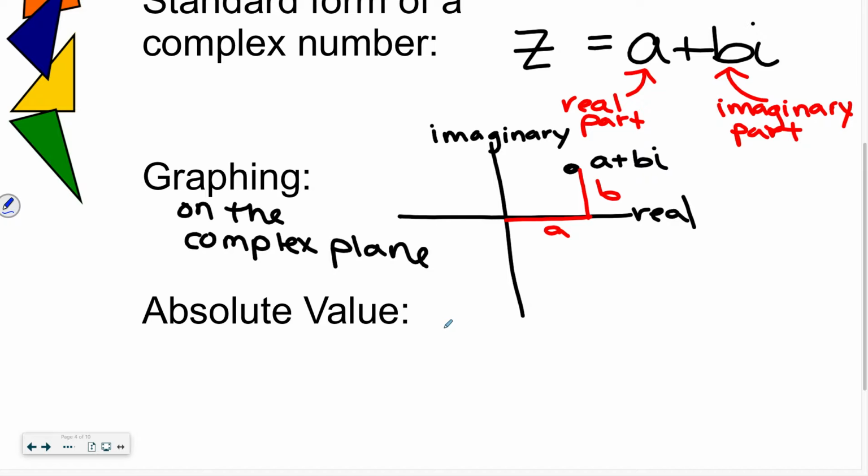So if I'm looking at my complex number, a plus bi, out here on my complex plane, and I want to find its absolute value, I want to find its distance from 0, so I'm going to label that the absolute value of z. And what do you suppose you're going to be using to find the absolute value of z?